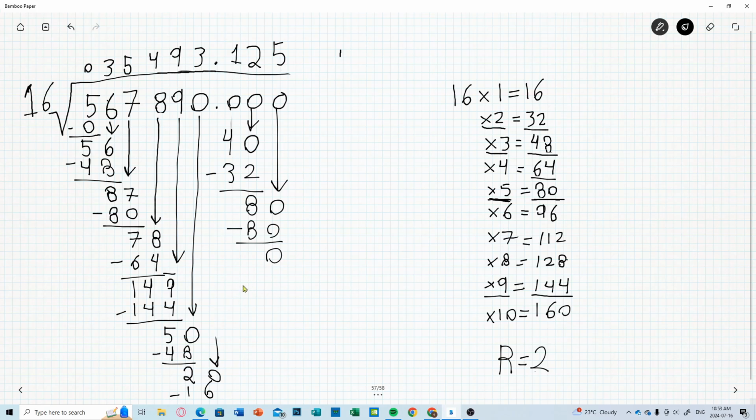So either you could write your answer as 35,493.125, or you could write your answer as 35,493 with a remainder of 2, depending on what your teacher is looking for.